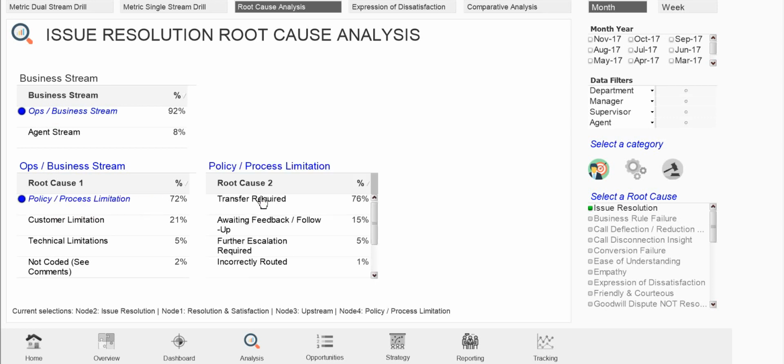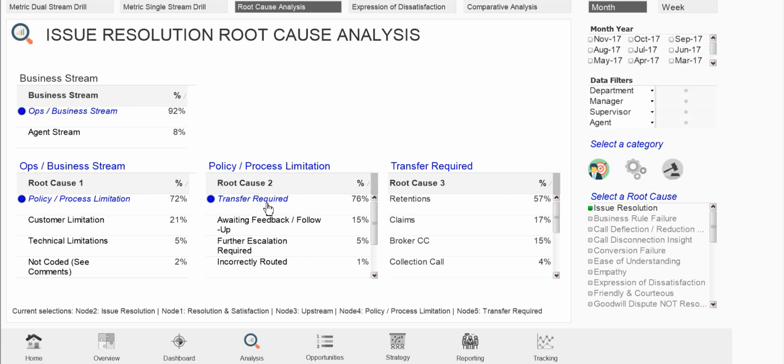And once you select on transfer required, you can then see where calls are transferred to. Where this becomes important is that this has an impact on front line, because if majority of calls are being transferred to another department, that is an efficiency issue or could be related to an IVR concern.